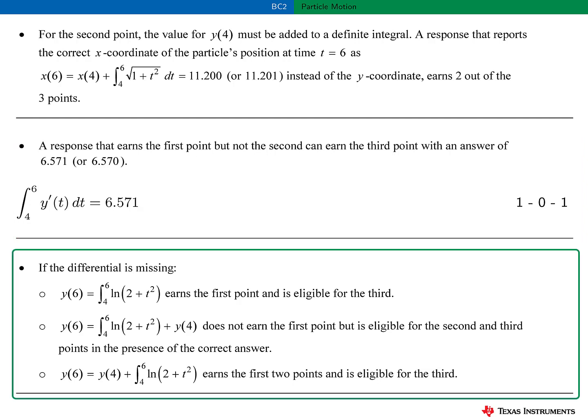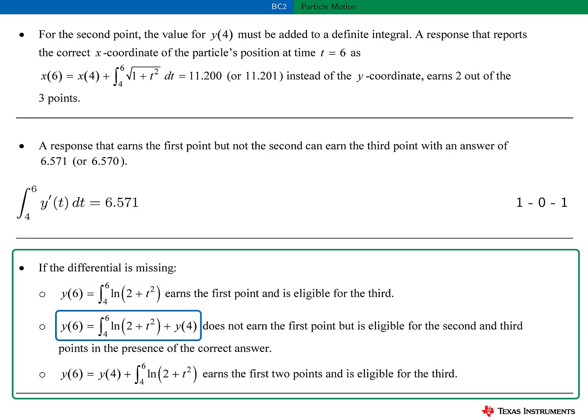And finally, we have a few scoring rubrics here for the case of the missing differential. In the first case, we assume that the dt is at the end of the expression. So this response earns the first point, and it could earn the third for a correct evaluation of the definite integral. There is no use of y of 4 here, so the second point is not earned.